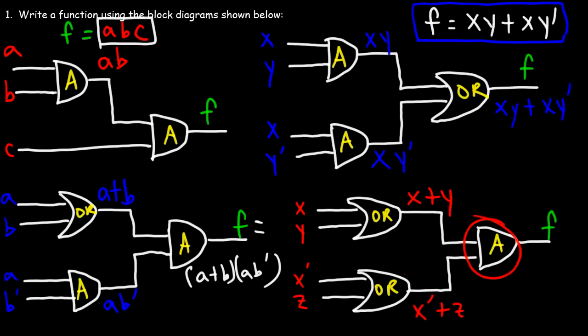Now for the AND gate, we're going to take these inputs and multiply them together. So in parentheses, we have the first one, x plus y, and then times the second one, x prime plus z. So f is equal to what we have here.